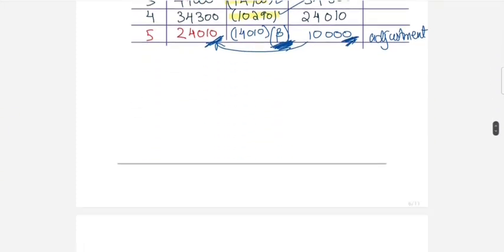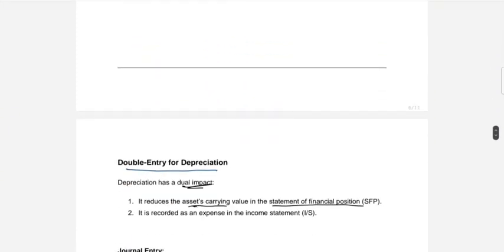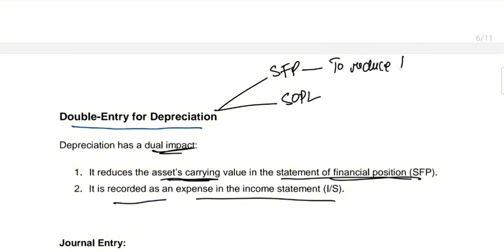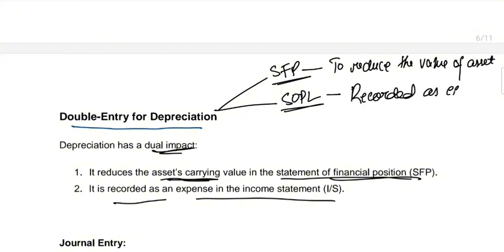All right, so depreciation reduces the value of the asset in the statement of financial position, and it is also recorded as an expense in the income statement. So depreciation basically goes to two places: the statement of financial position and the statement of profit or loss. It goes to the statement of financial position to reduce the value of the asset, and it is also going to the statement of profit or loss to be recorded as an expense.